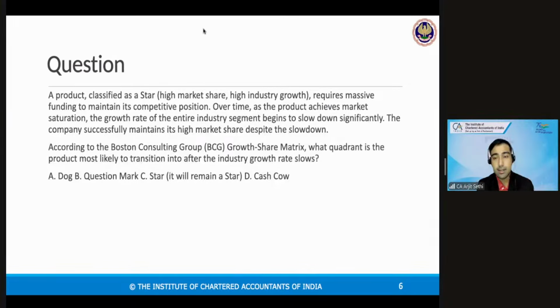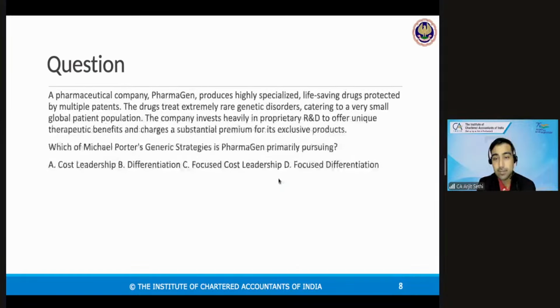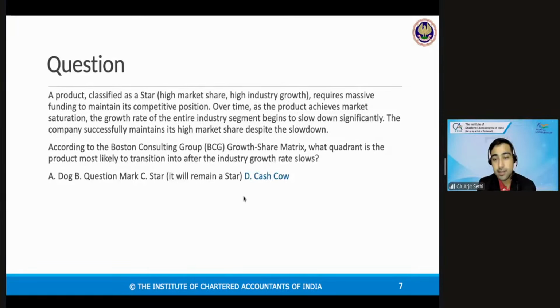Very nice. Second vote for option D, which is cash cow. The correct answer, my friends, is cash cow. Market share remains high, but the industry growth goes down. It becomes a cash cow. The money will keep coming. It will keep giving you money, but there won't be massive growth anymore. The star will slowly transition into becoming a cash cow product.